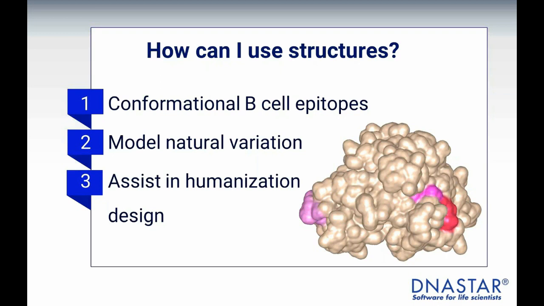And in addition, you can use a structure to help assist you in different protein design projects like humanization. While you may have your own tools for trying to reduce the antigenicity of a protein sequence, you also want to keep in mind the effect on structural stability that those mutations make, and you can start to probe those sorts of questions using Protein 3D, the DNASTAR structural biology suite, and a protein structure.